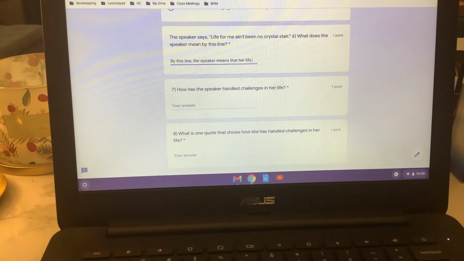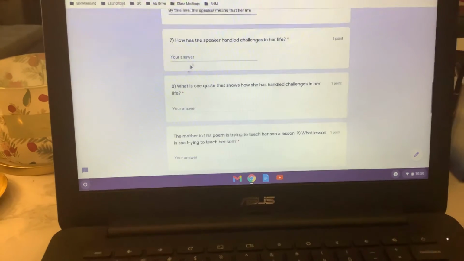Okay, and think about what a crystal staircase would be. If you have a crystal staircase, that sounds kind of fancy to me, right? Crystal is probably pretty expensive and valuable. And she's saying her life hasn't been that. Her life hasn't been a crystal stair. Okay? So you're going to complete that question. And again, be pausing as we go and work along with me.